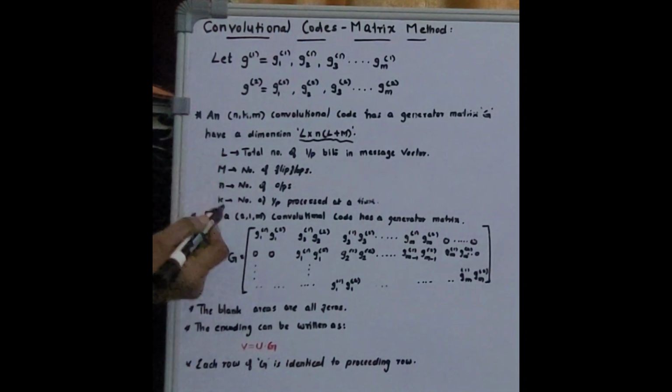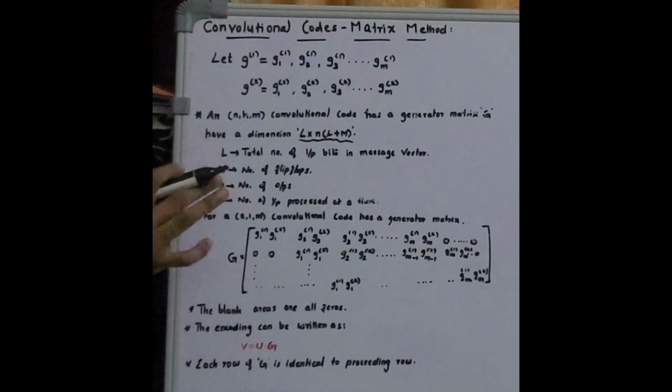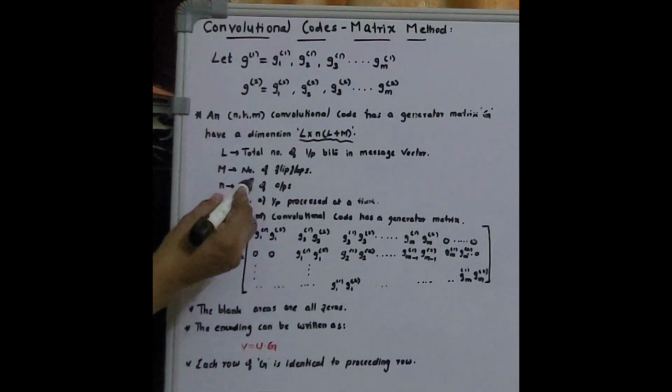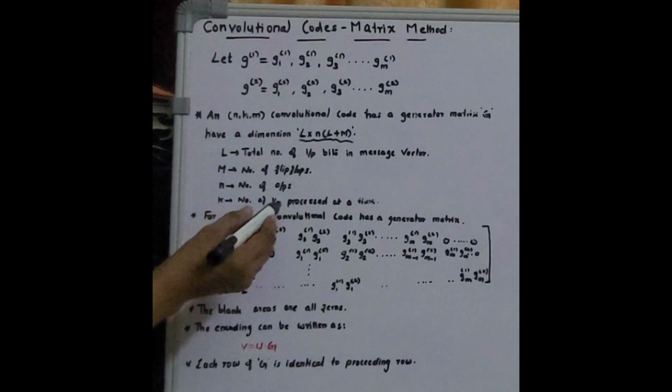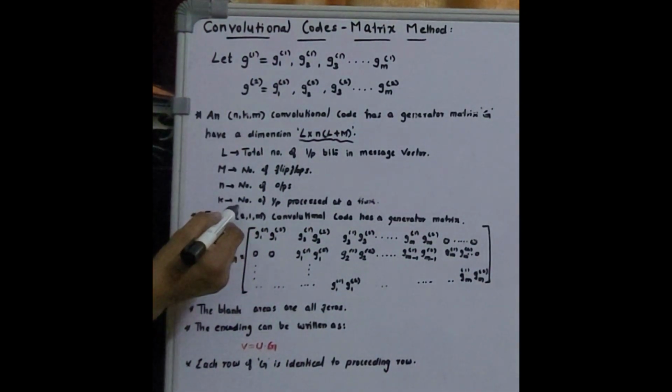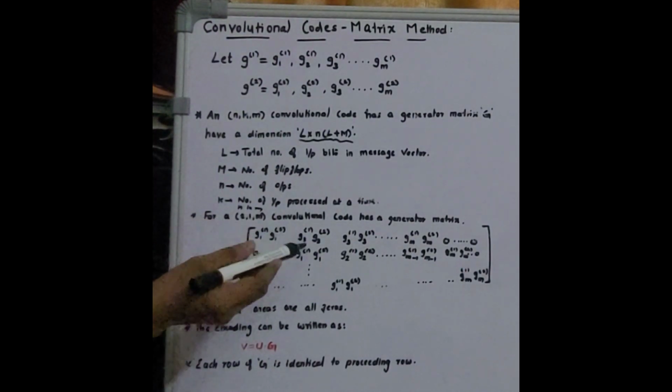Here L is the total number of input bits in the message vector, M is the number of flip-flops, N is the number of outputs, and K is the number of inputs processed at a time. So for a (3, 1, M) code, the number of inputs at a time is 1, the number of outputs is 3, and the number of flip-flops is M.